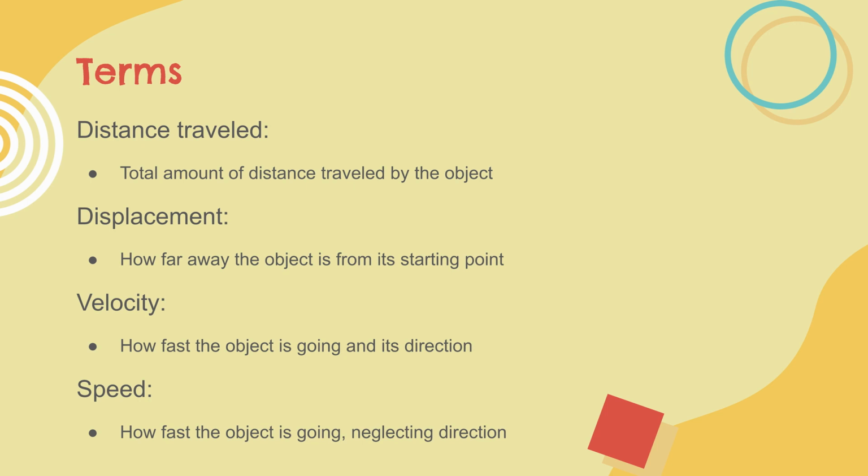Next, we have velocity, which is how fast the object is going and its direction. As we can see, because velocity details the direction and scale, it is a vector. Lastly, we have speed, which is how fast the object is going, neglecting direction. Because speed neglects the direction, but has a magnitude, it is scalar.